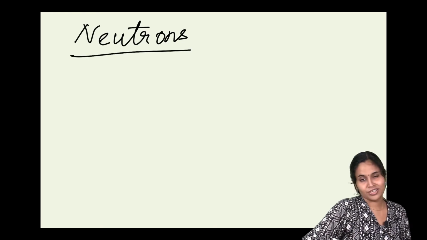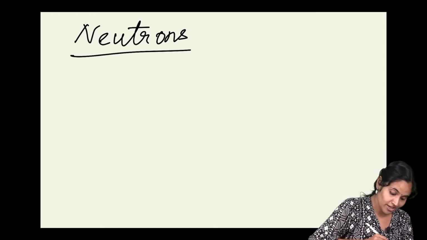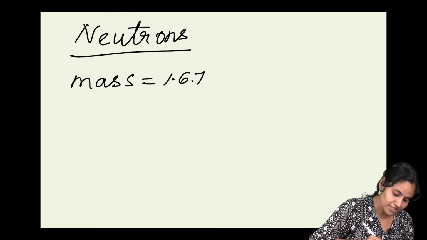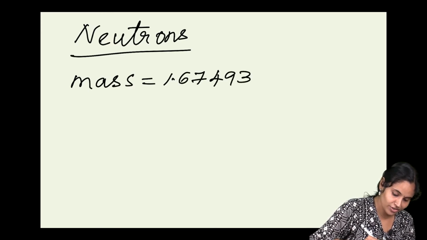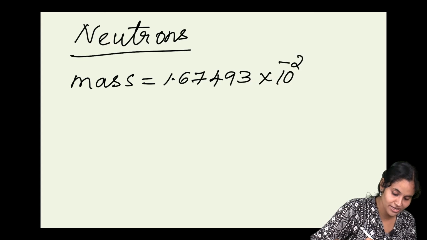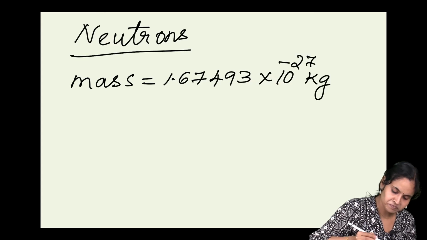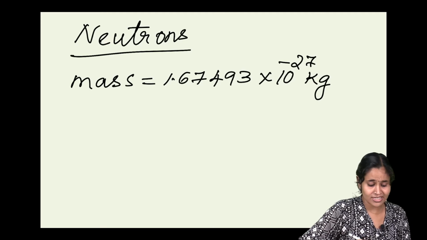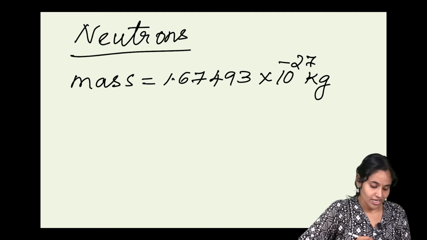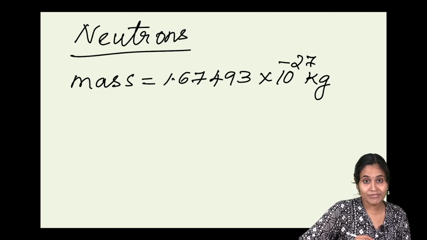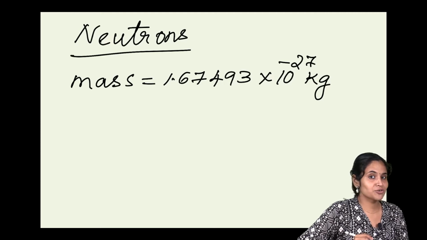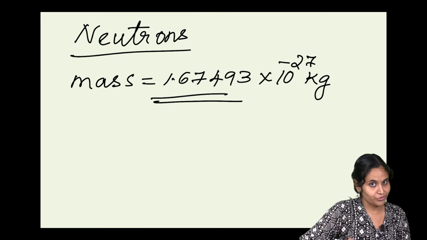They are neutral, so nothing to worry about the charge, but you have to learn by heart the mass of the neutron, and that is equal to 1.67493 into 10 raised to minus 27 kilogram. At least learn 1.675 by heart. The exact value is 1.67493 into 10 raised to minus 27 kilogram. That is the mass of a neutron.